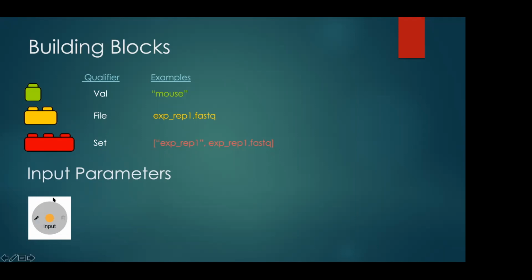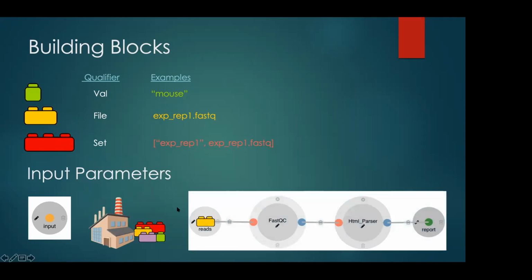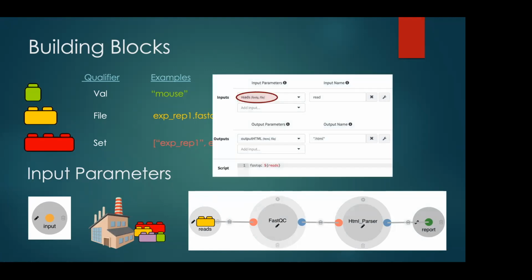So as soon as we create these input parameters, they work like a factory to create our building blocks. And when we created the pipeline like this, the building block is created over here. Like in this example, it's in a file format. And the reason that the block is created in a file format is behind the description of the process.